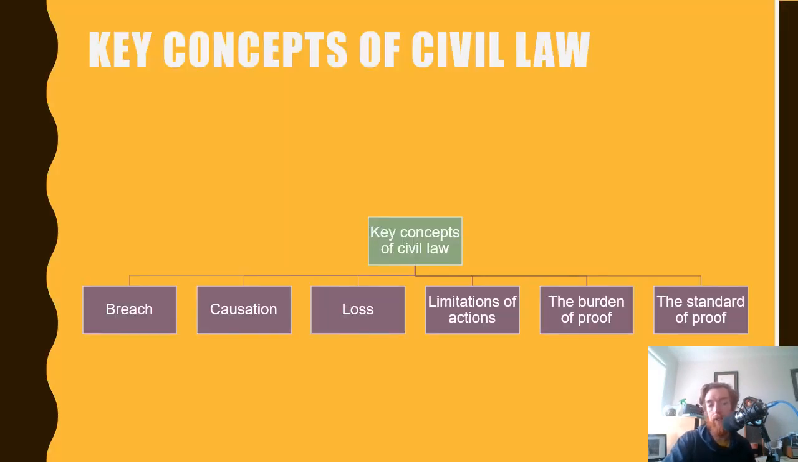So we've got some key concepts to civil law overall, and we're going to look through these one by one on the following slides. So don't freak out that there's a lot more slides to go. It's just we're going to look at the fact that it needs to be breached, there needs to be causation, there needs to be loss, there needs to be limitations of actions, there needs to be burden of proof and a standard of proof, and we'll look at what they are overall.